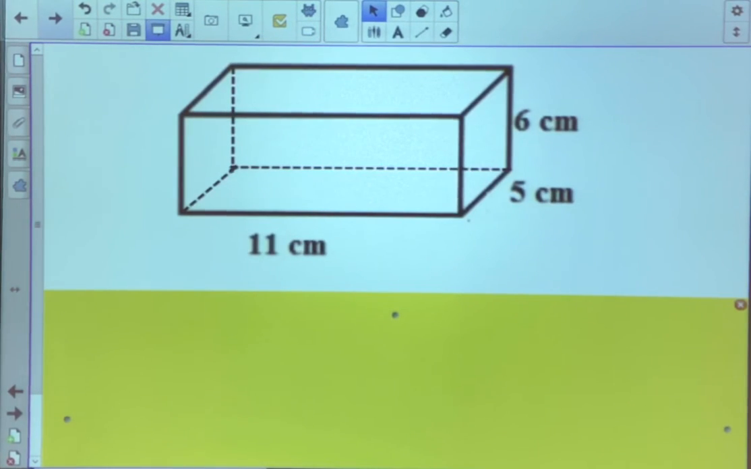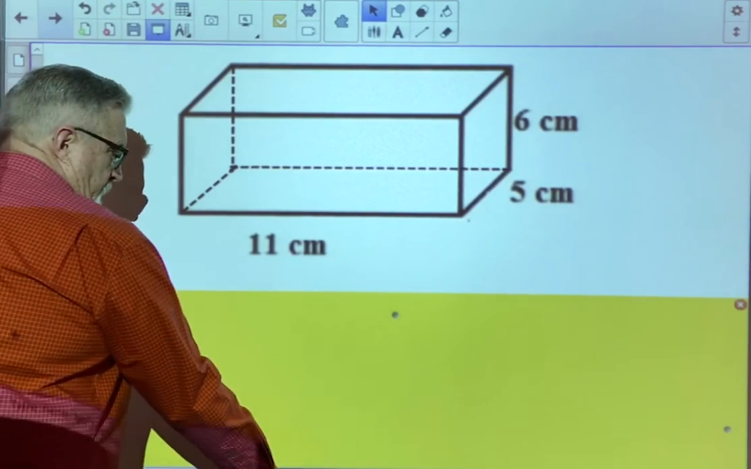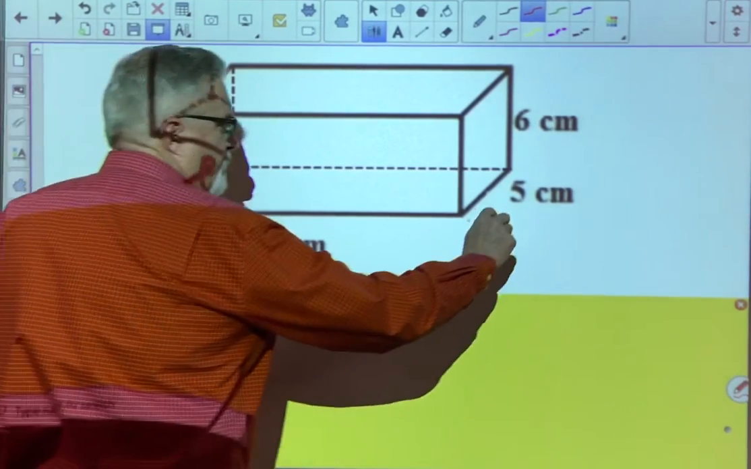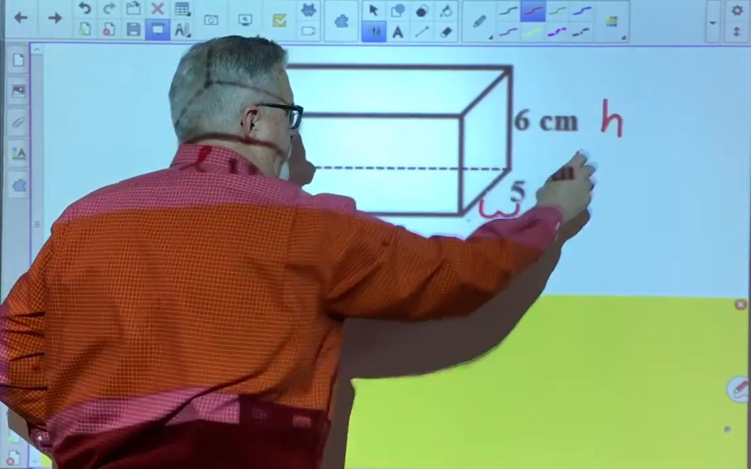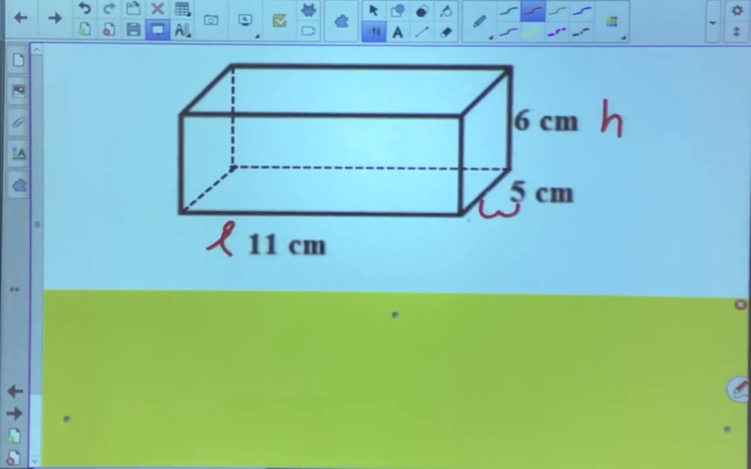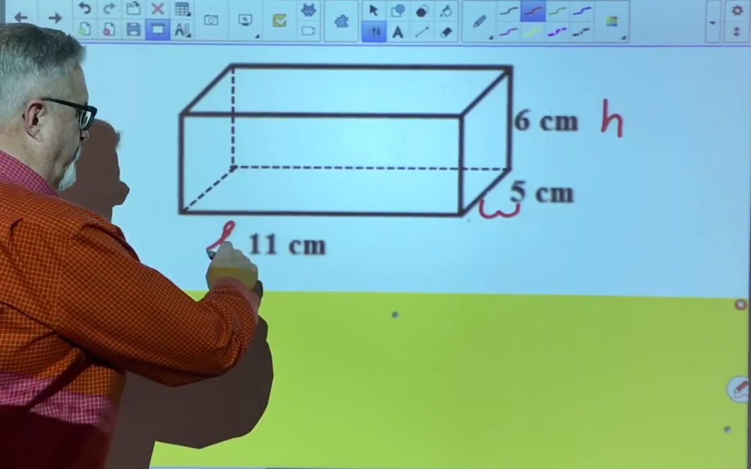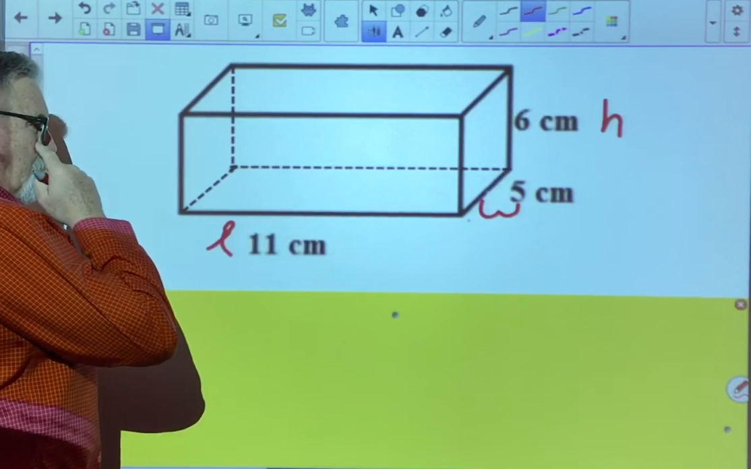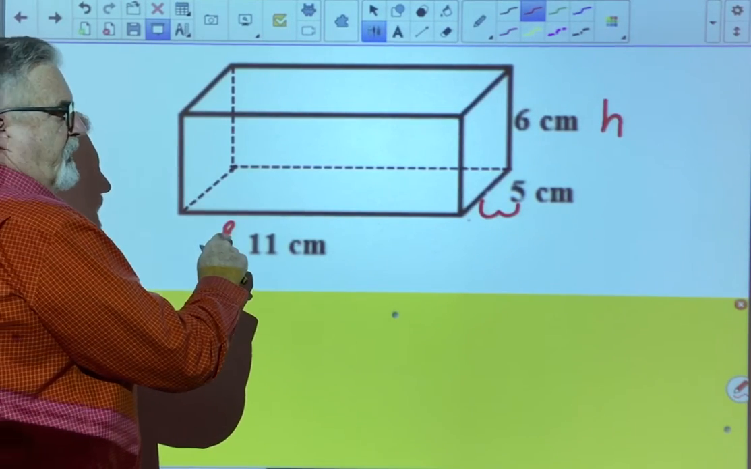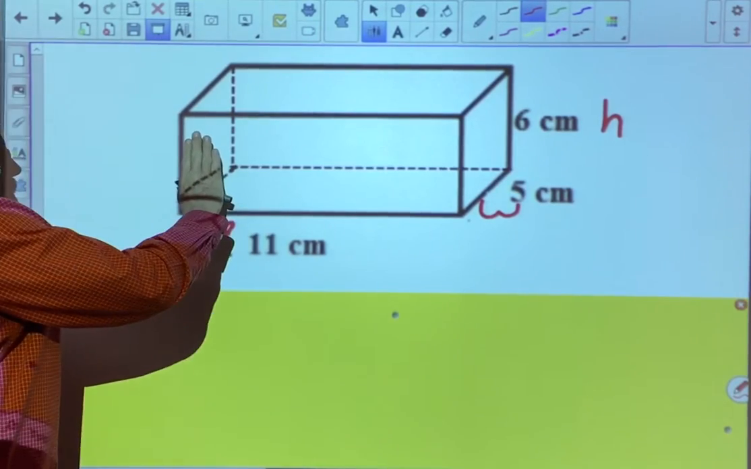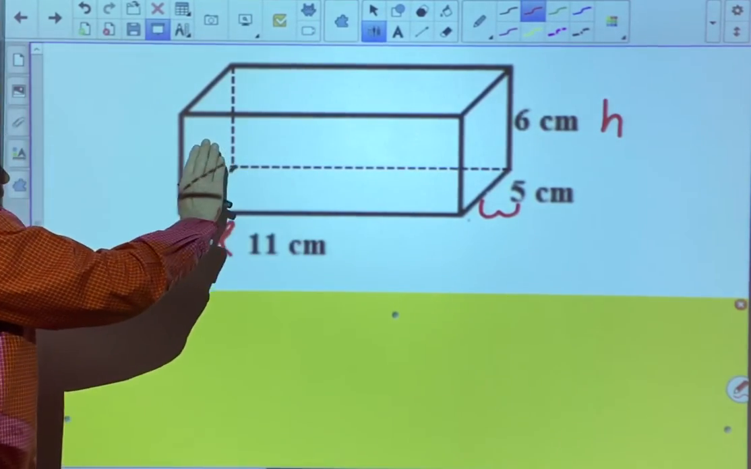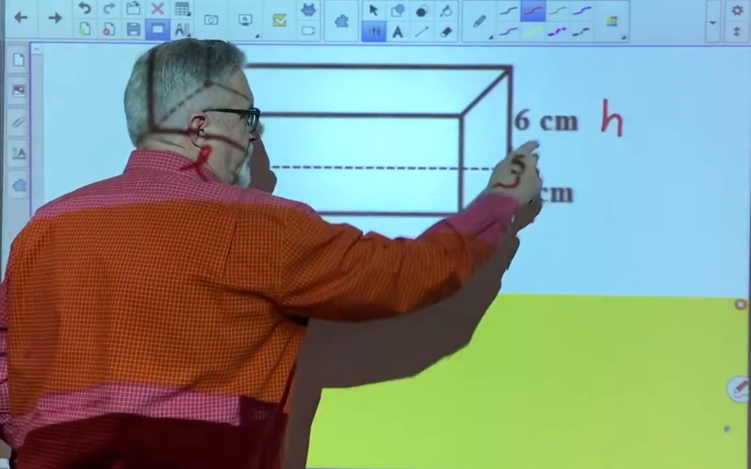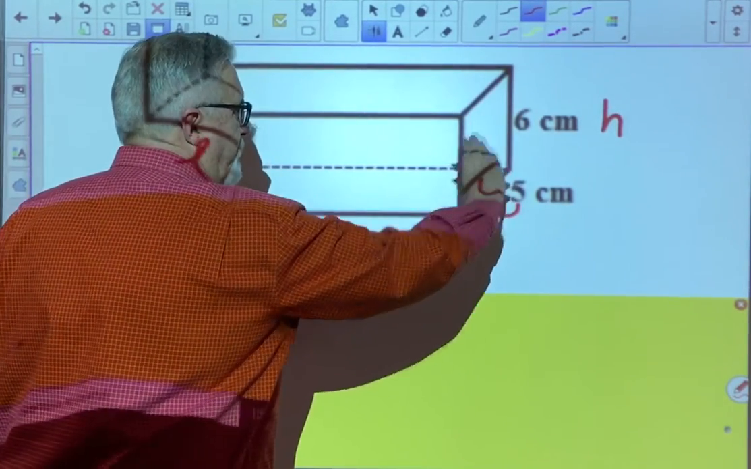Here's our first example. It's a rectangular prism, and the first thing I want you to notice is that if we label this the length, this the width, and this the height, when we multiply length times width in our formula, we're getting the area of this bottom. When we multiply length times height, we're getting the area of this front face. And when we multiply height times width, we're getting the area of this end.